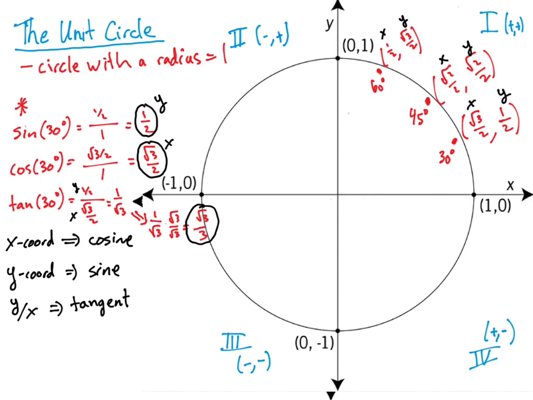The other thing to mention about quadrant 1 is that all of these angles so far are measured in degrees. We also want to be able to measure these in radians. So 30 degrees is equal to pi over 6 radians, 45 degrees is pi over 4 radians, and 60 degrees is pi over 3 radians.